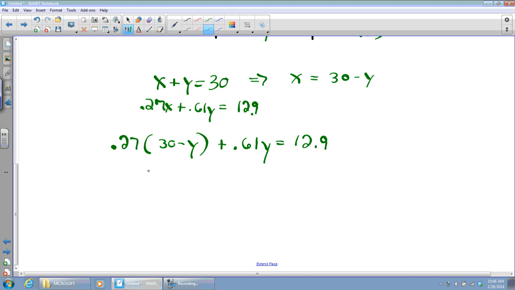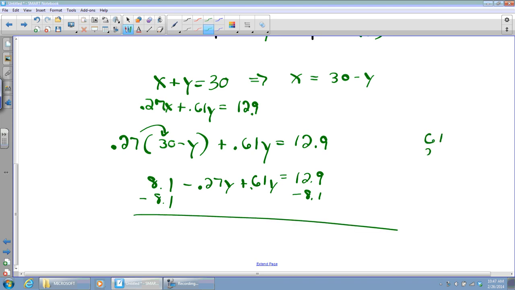Or there's other ways to do it. So when I multiply here, it looks like I get 8 1/10, minus 27/100 y plus 0.61y equals 12 9/10. I'm going to combine like terms and subtract 8 1/10 from both sides. Well, 61 minus 27 would be 34, right? So I'm going to get 0.34y, or 34/100, and then over here I'm going to get 4 8/10.